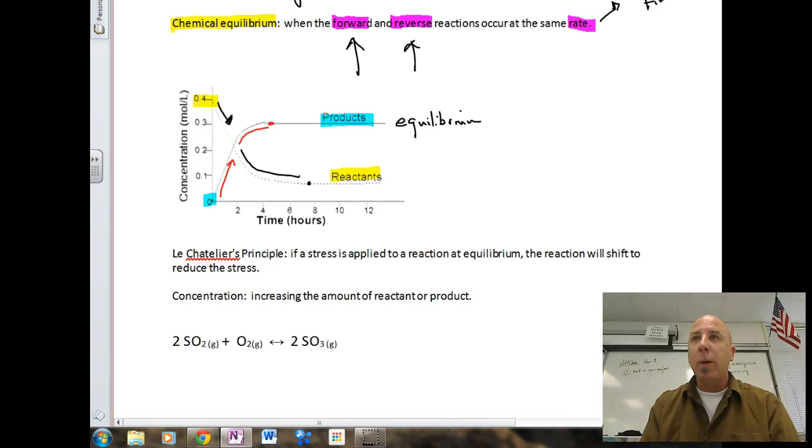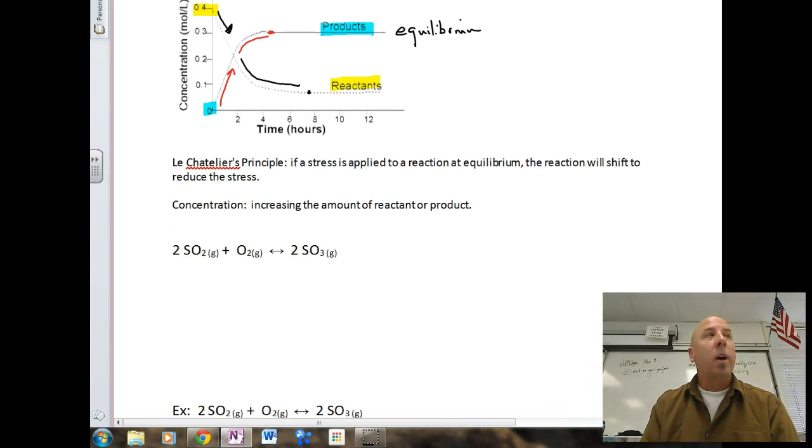Now, there was a French chemist that studied these reactions at equilibrium and came up with Le Chatelier's principle, named after Le Chatelier. What Le Chatelier's principle says is this: if stress is applied to a reaction at equilibrium, the reaction will shift to reduce the stress. The first stress that we're going to talk about today is the stress of changing concentration.